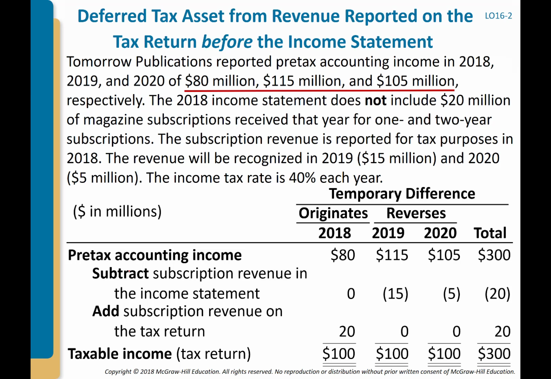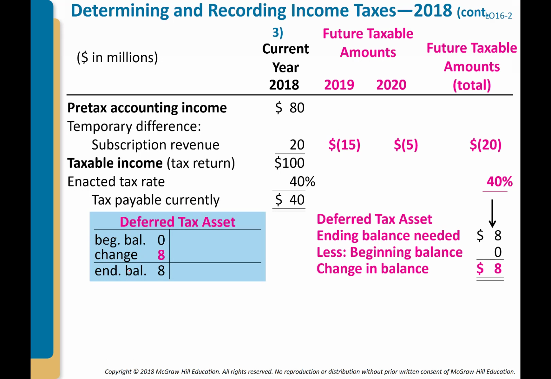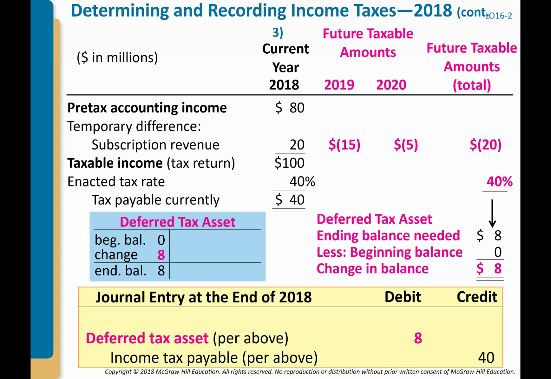Okay. And so we take that 20 times the 0.4, so the ending balance needed as a deferred tax asset is 8. We don't have anything right now, so we need 8 in there. We're going to debit the asset 8. We're going to credit the income tax payable 40, which includes that additional 20 of subscription revenue that we're paying the tax for in advance. And so our income tax expense is 32. Again, it's the plug. You could have taken 40% times the 80, but we've seen it a number of times where they just don't give that to us, so we calculate it.